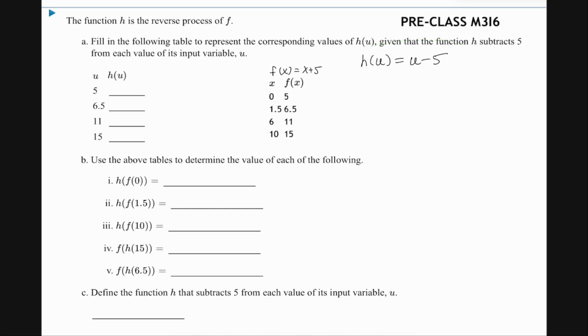So if we input 5, 5 minus 5 is 0. If we input 6.5, that's 1.5. 11 minus 5 is 6. 15 minus 5 is 10.